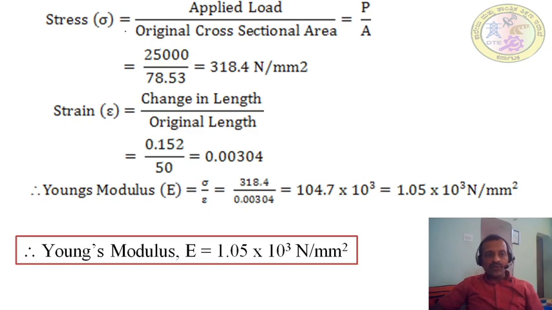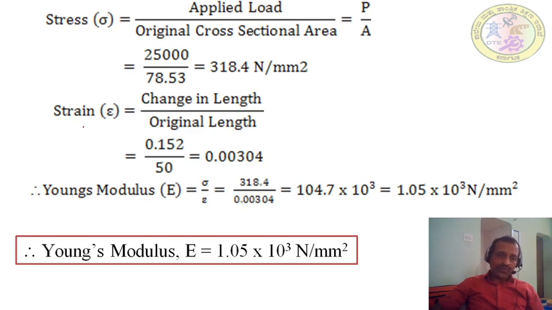So then find the stress sigma. As you know, to find sigma, it is applied load by original cross-sectional area, that is equal to P by A. So P, the load given in the problem, is 25,000 divided by the area 78.53, just now calculated. Substitute it in the formula, then you arrive at the stress as 318.4 Newton per mm square.